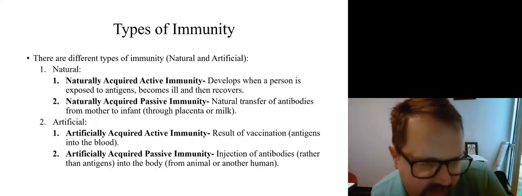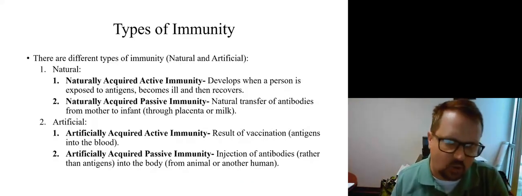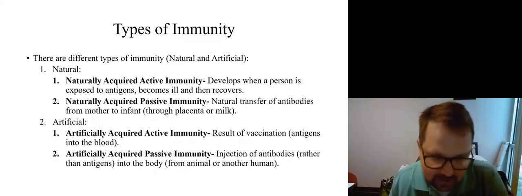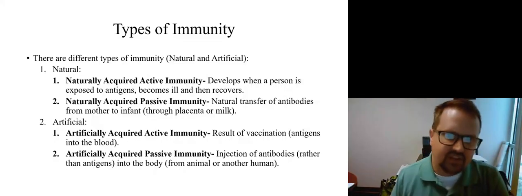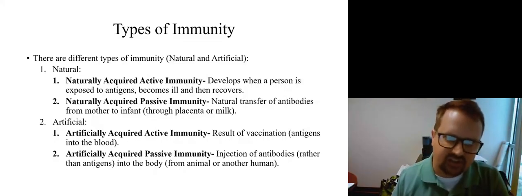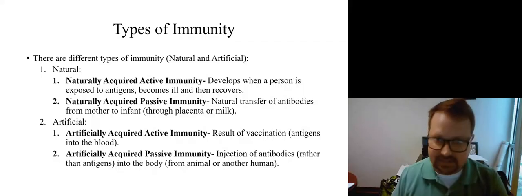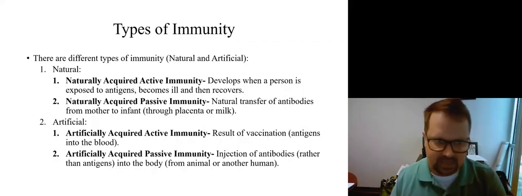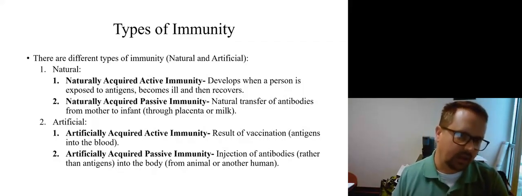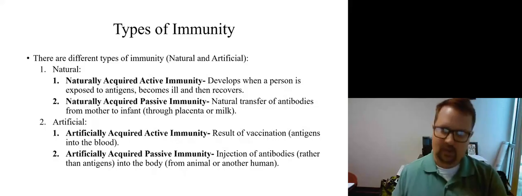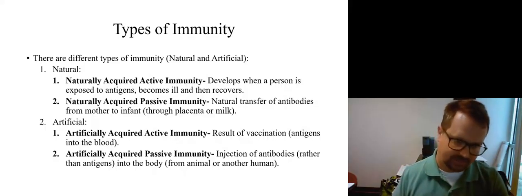This will be on the test: naturally acquired versus artificially acquired immunity. Naturally acquired immunity, you get it naturally, as the name says. This develops as a person exposed to antigens gets ill and then recovers. That's naturally acquired active immunity. I get sick, I fight it off, I get it. Naturally acquired passive immunity, I would get through my mother's milk or the placenta.